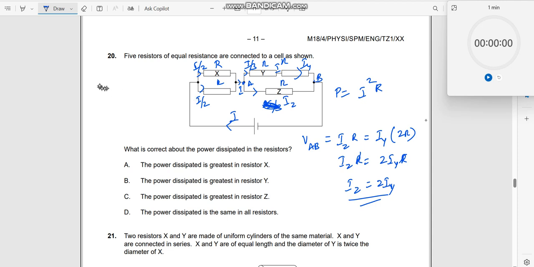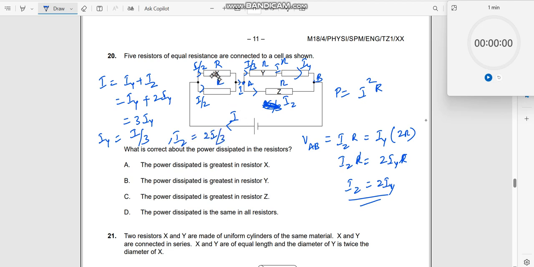So the total current I is equal to IY plus IZ. Now what is IY? I just retained this IY. Plus what is IZ? IZ is 2 times IY, which should now be equal to 3 times IY. So IY should be equal to I by 3, which means the current passing through the upper branch is I by 3. The current passing through the lower branch should be equal to 2 times I by 3.